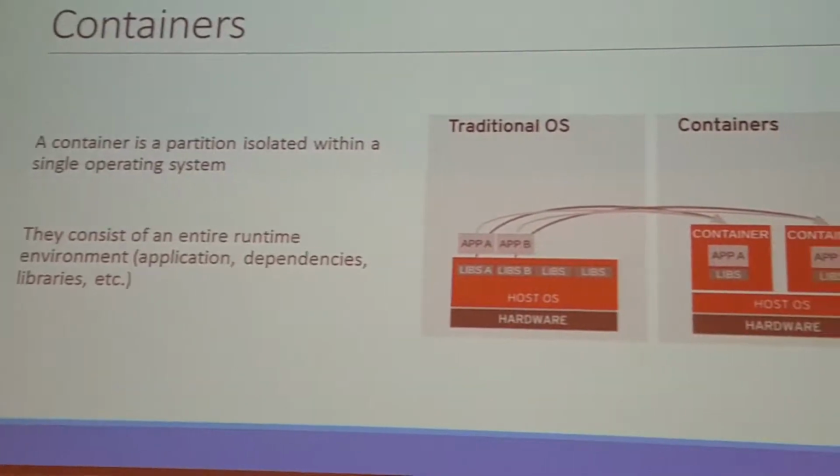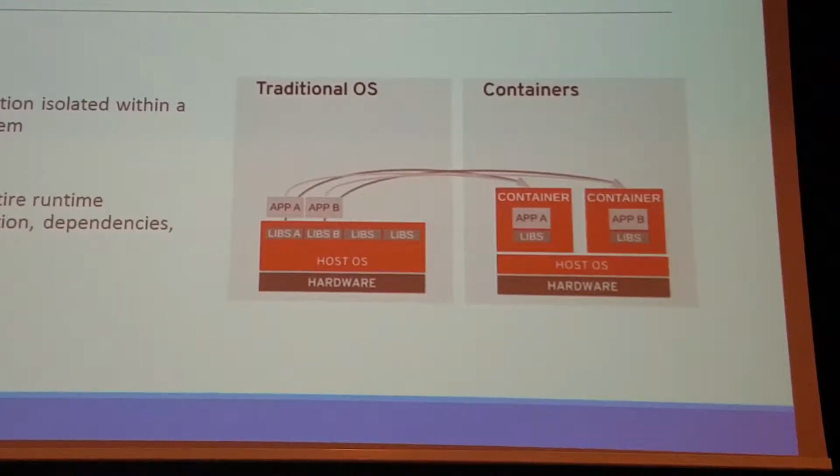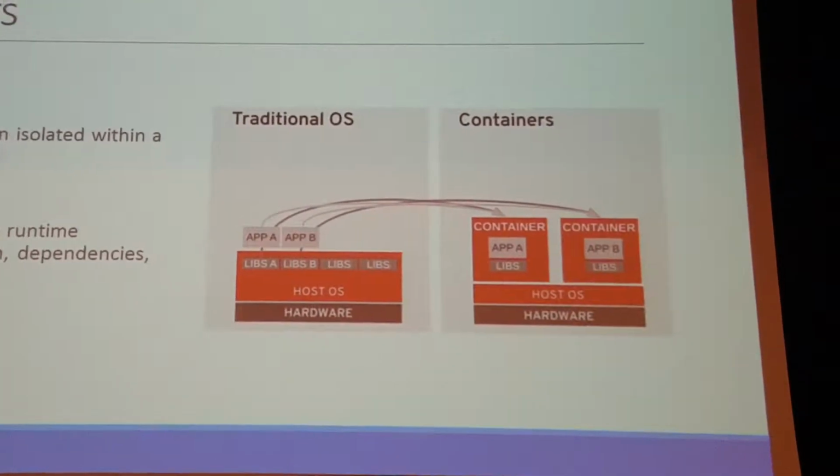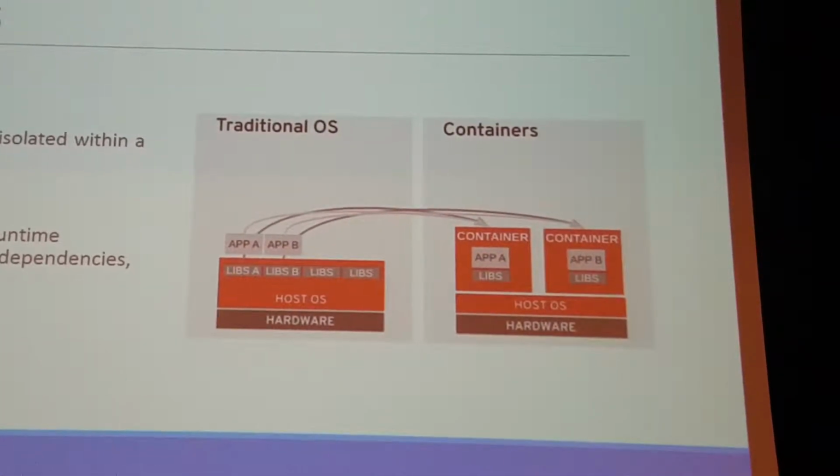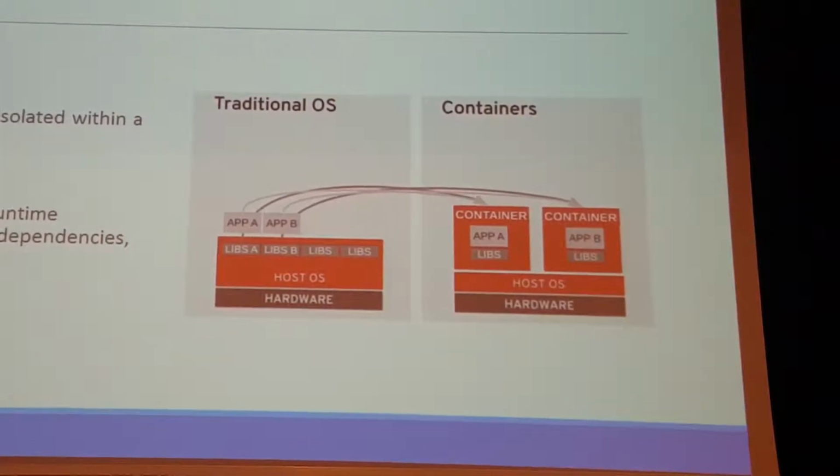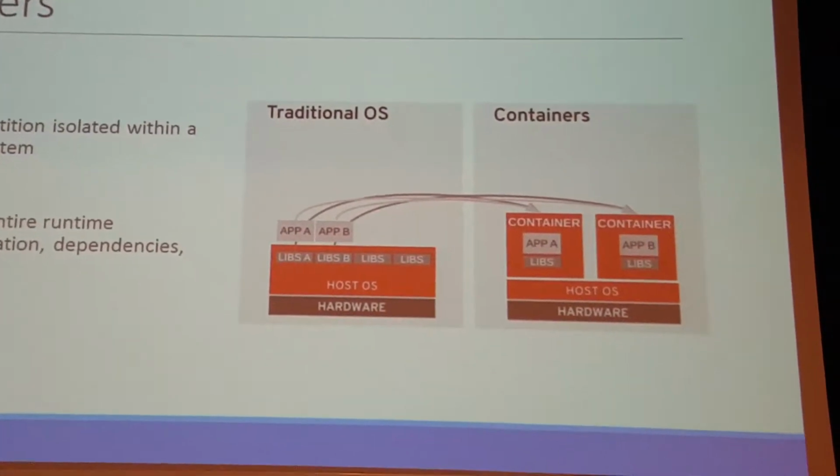So traditionally, we have our operating system and all the libraries lumped together in the operating system, and then the applications are built on top of the operating system. With containers, we separate out the different applications so that the libraries associated with each application are isolated only with that application in that container. And so this allows us to better modularize our applications, which has many advantages.